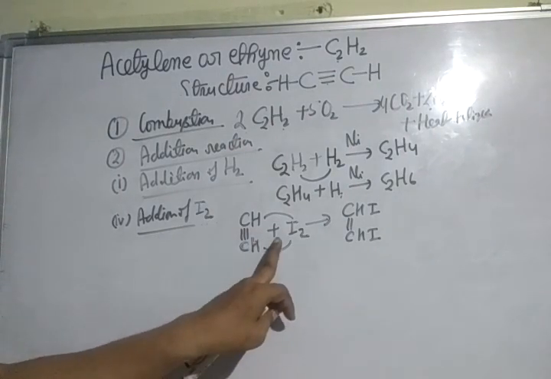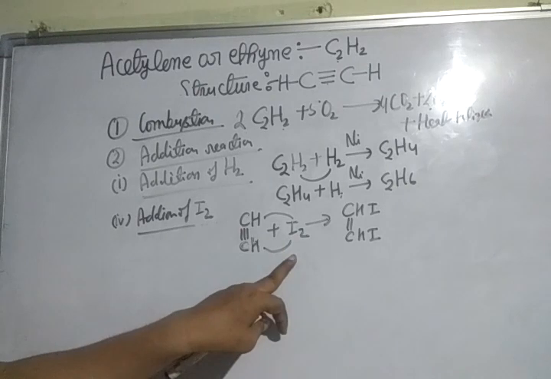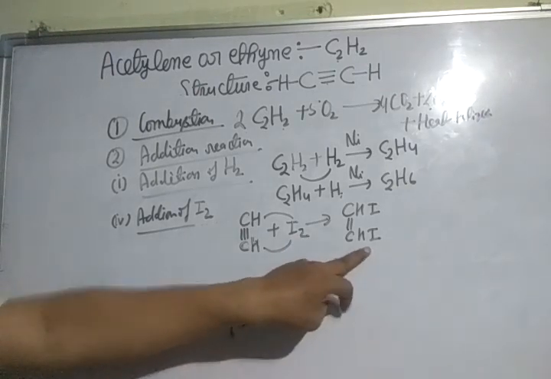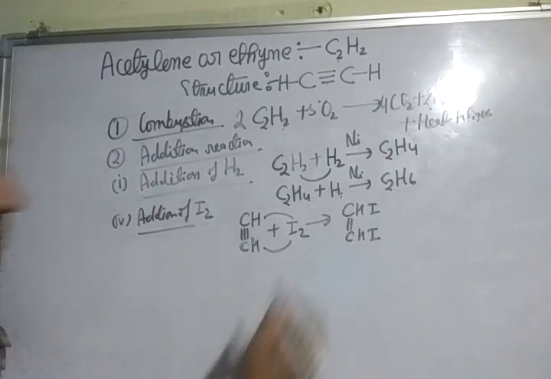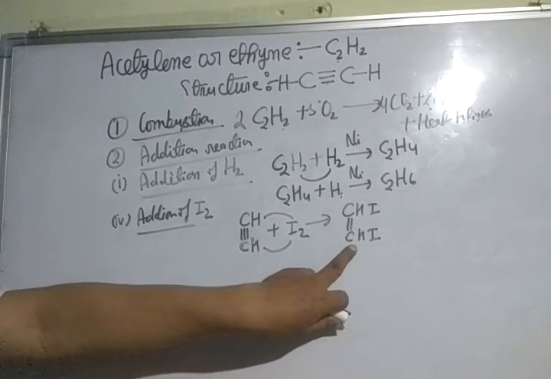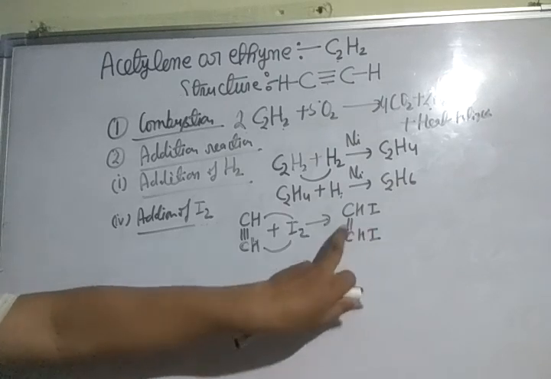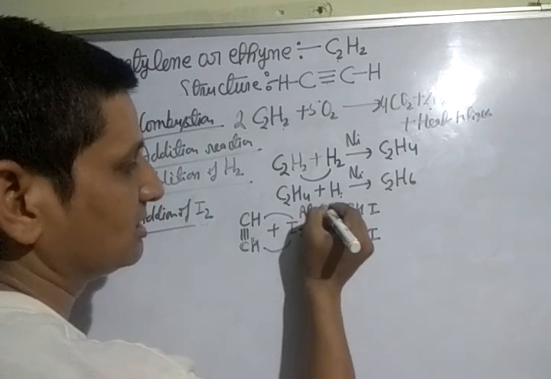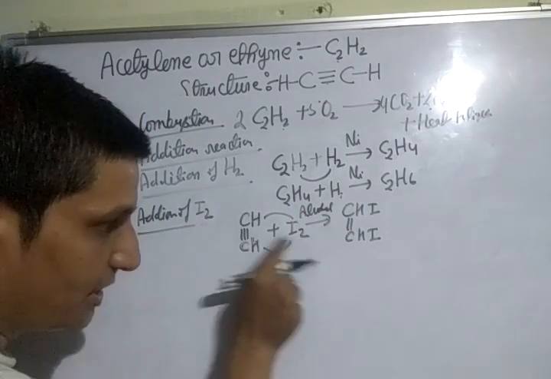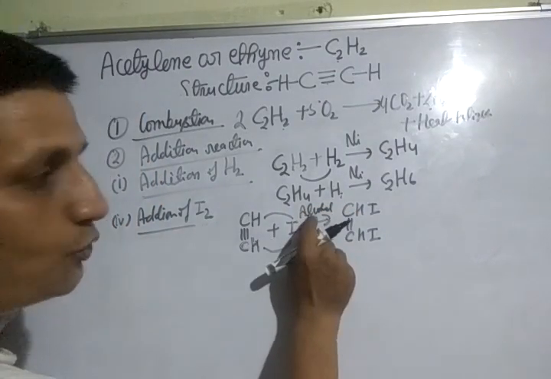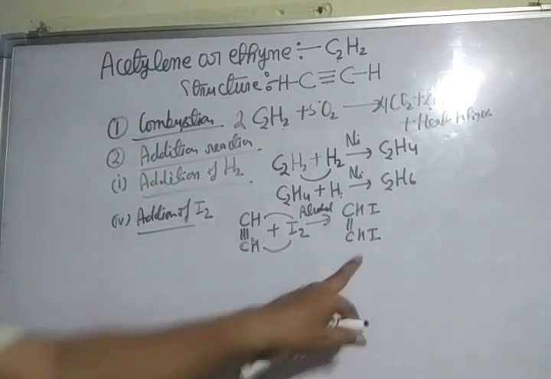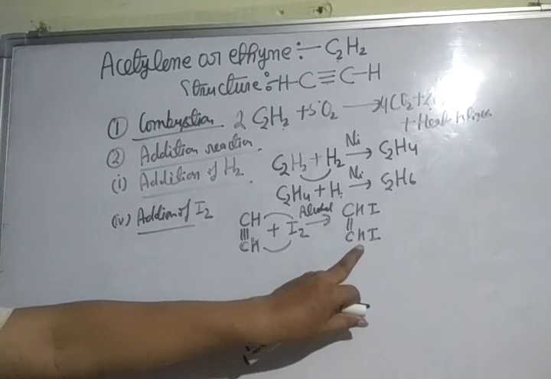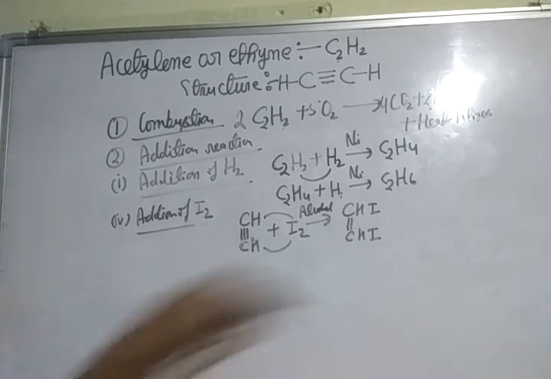Iodine reacts slowly with ethyne in the presence of alcohol to form 1,2 diiodoethane, CHI double bond CHI. This reaction takes place in the presence of alcohol. Listen to me again. Iodine reacts with acetylene in the presence of alcohol to form acetylene diiodide, or we can say 1,2 diiodoethene, with a double bond. So we can say ethene.